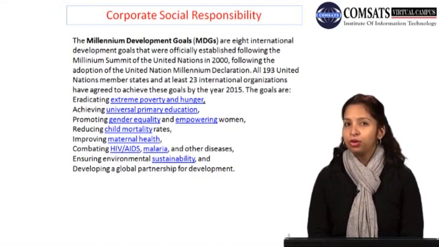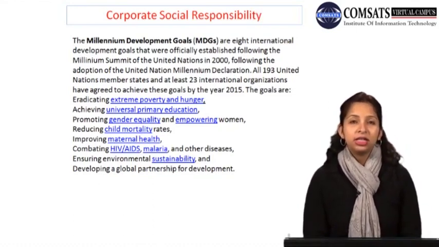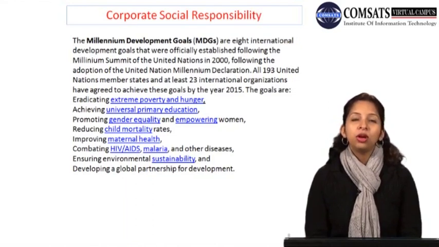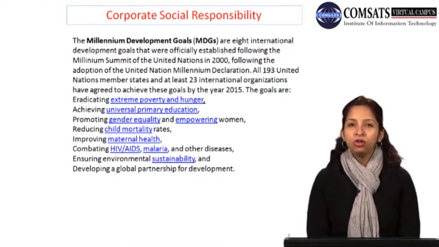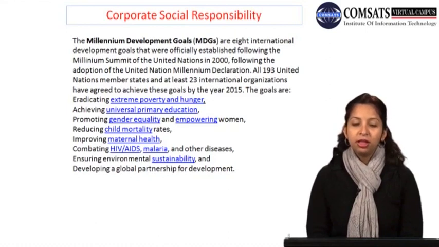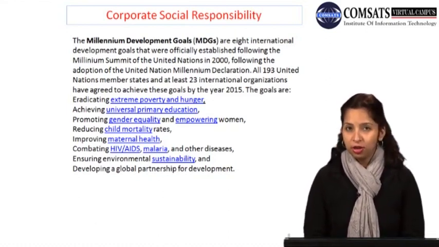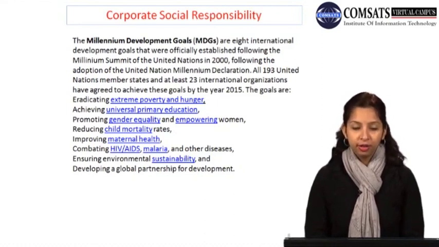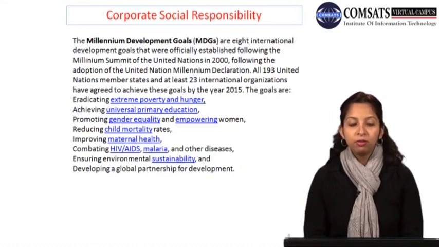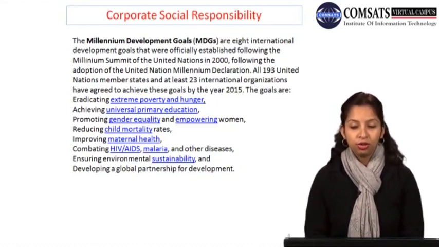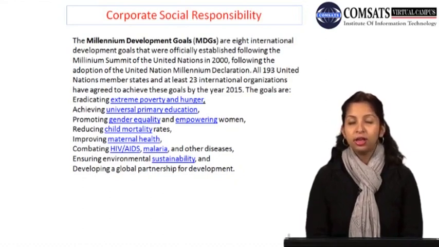Now one of those very important organizations, which has played an extremely important role in advocating the importance of corporate responsibility and ensuring that individuals take care of their social environment and their environment, is the United Nations. The United Nations developed the Millennium Development Goals, or MDGs as they are called. There are 8 international development goals that were officially established following the Millennium Summit of the United Nations in 2000. Following the adoption of the United Nations Millennium Declaration, all 193 United Nations member states and at least 23 international organizations have agreed to achieve these goals by the year 2015.